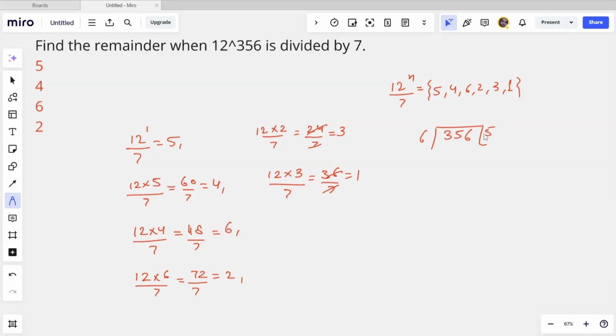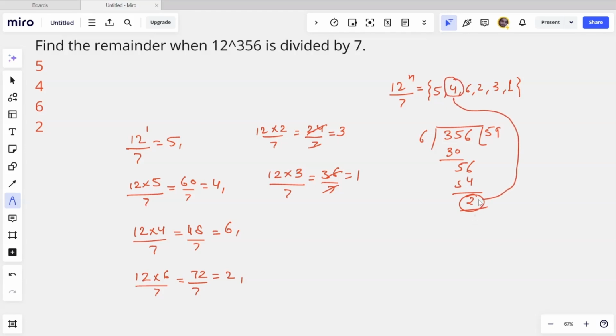So it will become 6 times 5 is 30, 5 and 6. 6 times 9 is 54. It will become 2. It means we are getting 2 as a remainder. It means the second element in the remainder cycle will be our answer, which is 4.